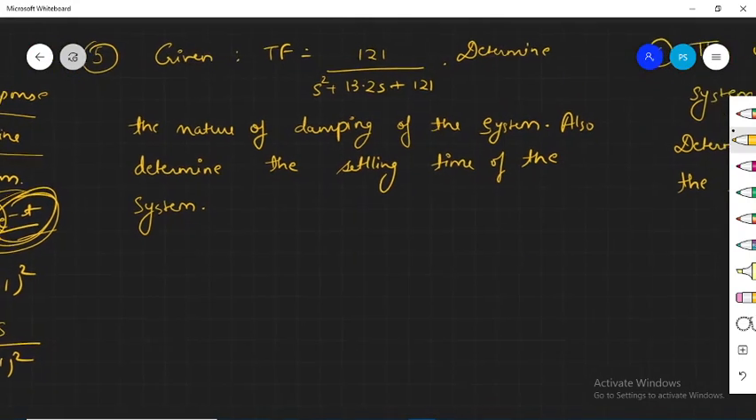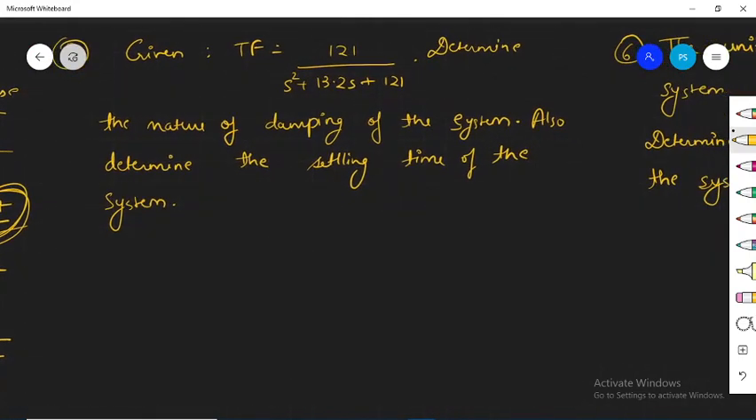We have been given a transfer function. The transfer function is 121 divided by s square plus 13.2s plus 121. We have to determine the nature of damping of the system. Nature of damping means whether the system is critically damped, overdamped, undamped, or underdamped. And you also have to determine the settling time of the system. So this is a straight question. Transfer function is already given to us.